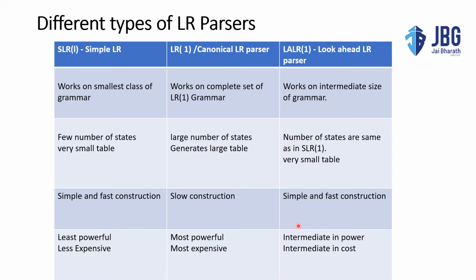In terms of power, SLR is least powerful, CLR is most powerful, and LALR is intermediate in power. Hence, the cost for SLR is least expensive, CLR is most expensive as it is most powerful, and LALR is intermediate in cost. So these are the different characteristics of the different types of parsers.